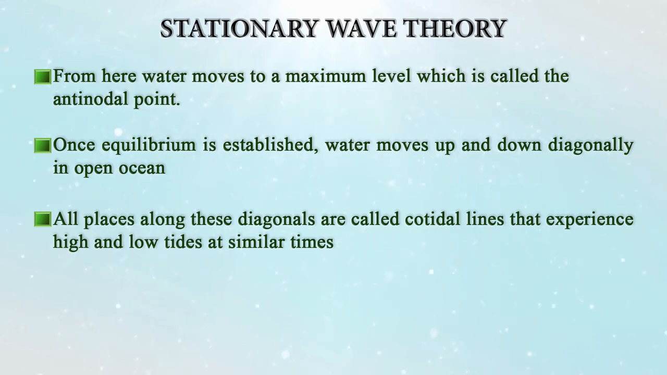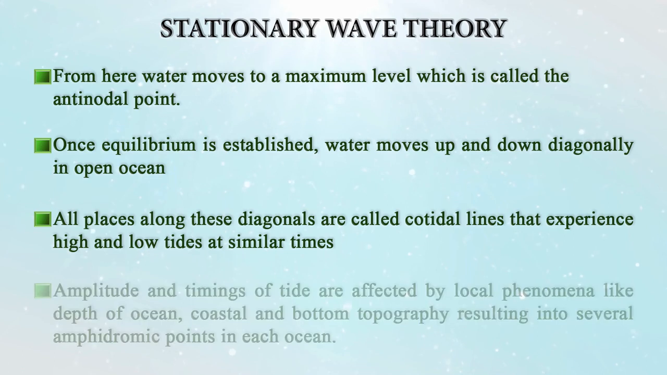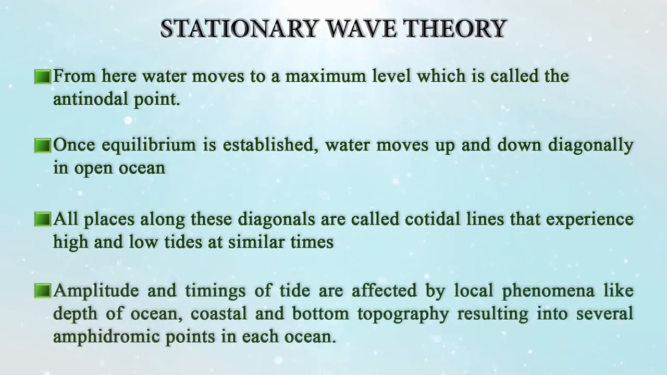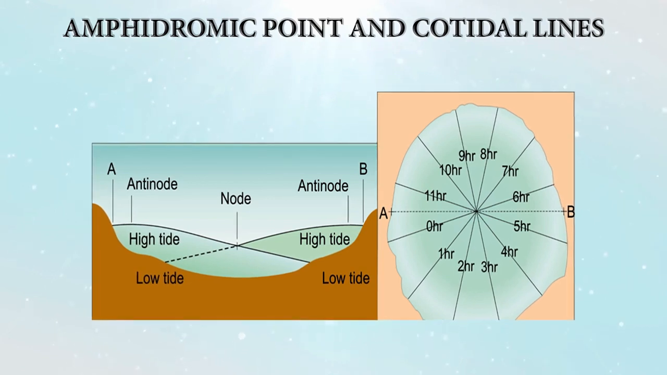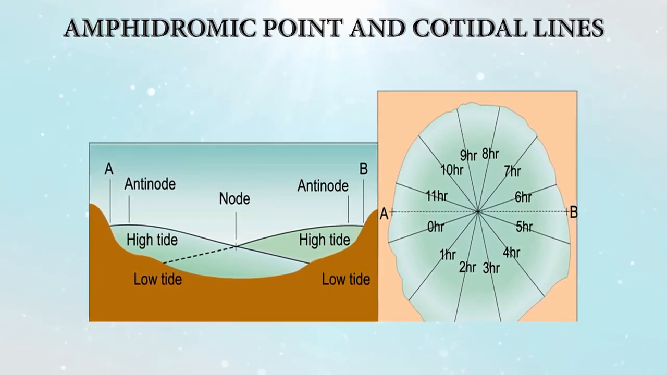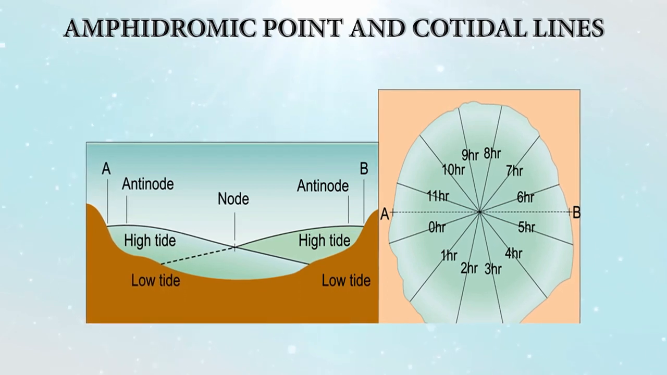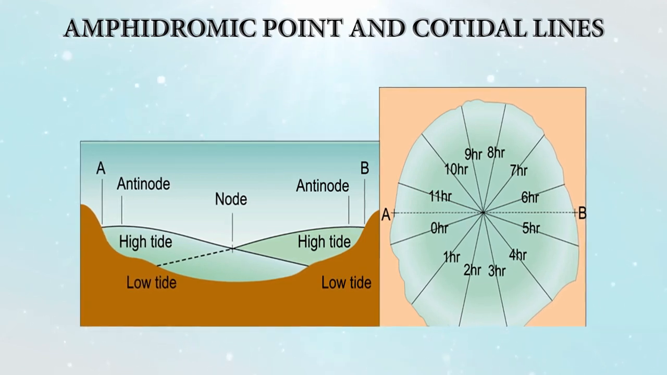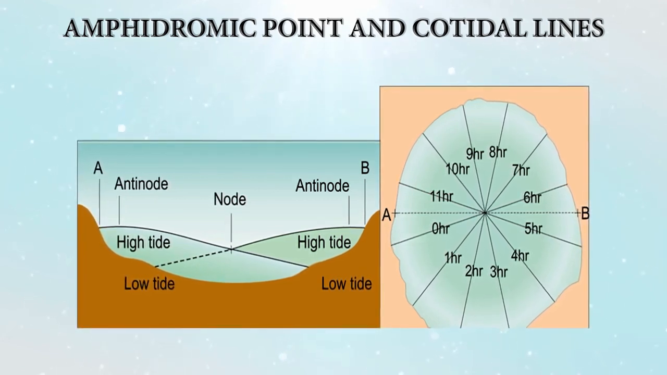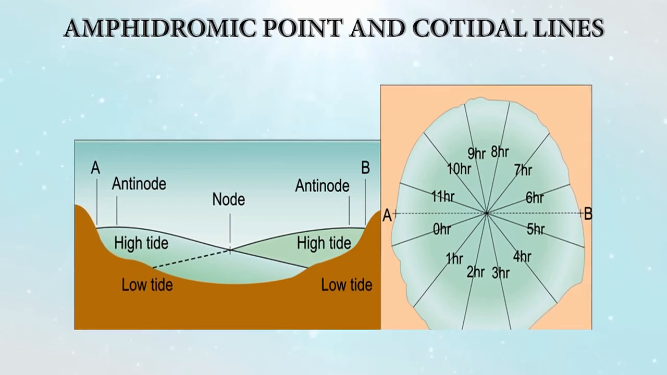So all these diagonal lines represent the co-tidal lines. And the amplitude and the timings of tides are affected by local phenomena like the depth of the ocean, coastal and bottom topography, resulting in several amphidromic points in each ocean. Let me explain this. You can see in this figure, in the right portion it is shown that the amphidromic points and several co-tidal lines are drawn diagonally, and in the left portion you can see high tide and low tide along the edges, that is the antinode, and the node is the stationary point.